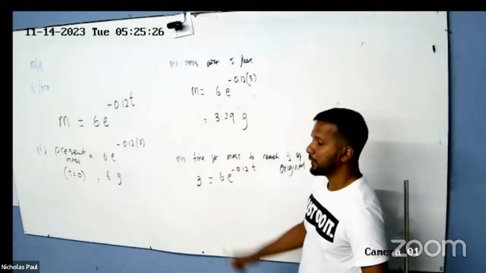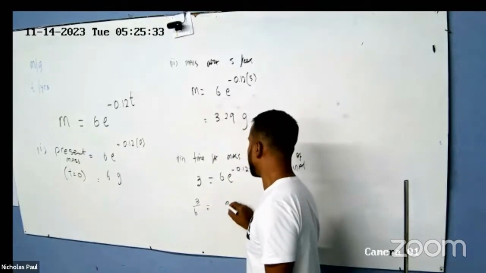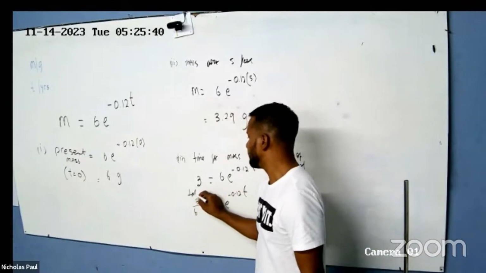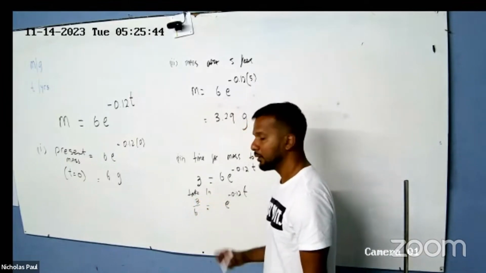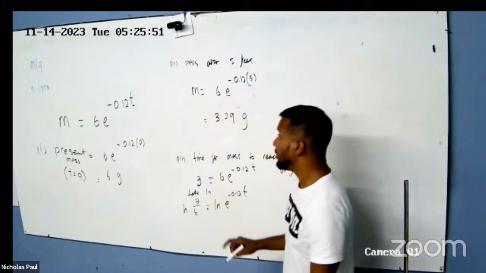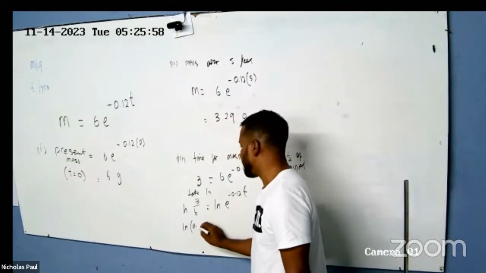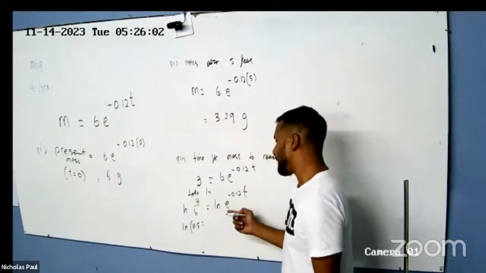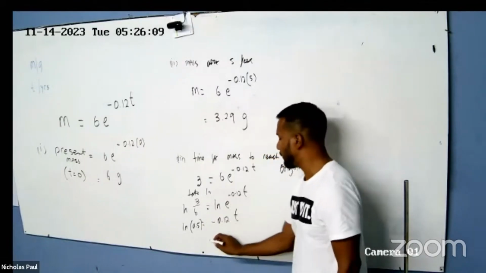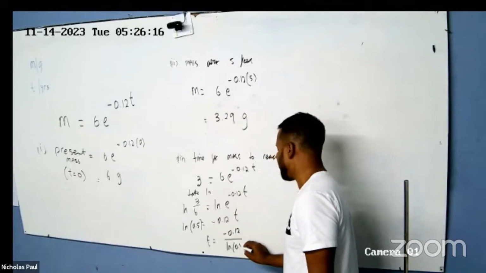Well, what you have to do is take ln on both sides. You can bring the 6 across if you want. And then when you reach here, take ln on both sides, because you get e here. Ln here is equal to ln here. What is ln e? Ln e is 1. So you'll end up with ln of 0.5, and ln e will cancel. So you will get minus 0.12t, and then make t the subject. T is equal to ln 0.5 over minus 0.12.